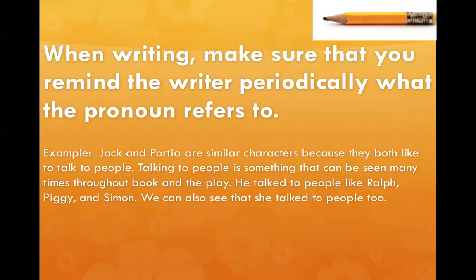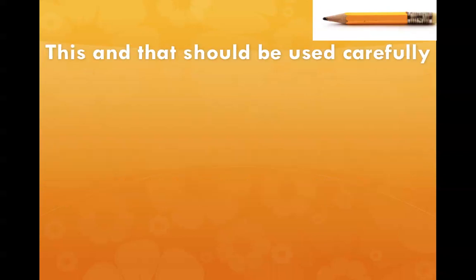Jack and Portia are similar characters because they both like to talk to people. Talking to people is something that can be seen many times throughout the book and the play. Jack talked to people like Ralph, Piggy, and Simon. We can also see that Portia talked to people too. I think when I created this, it got deleted, but that's how you would fix it. You just want to make sure that you use the noun again so that readers are reminded of who you're speaking about.